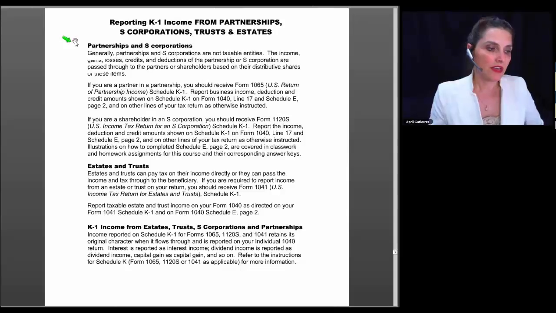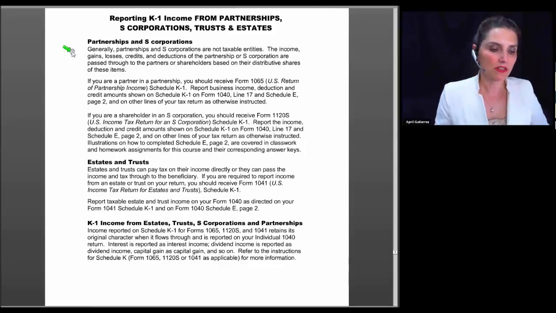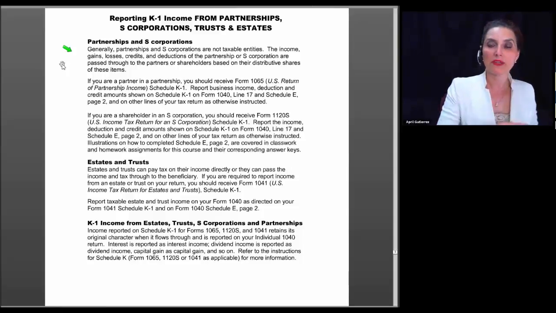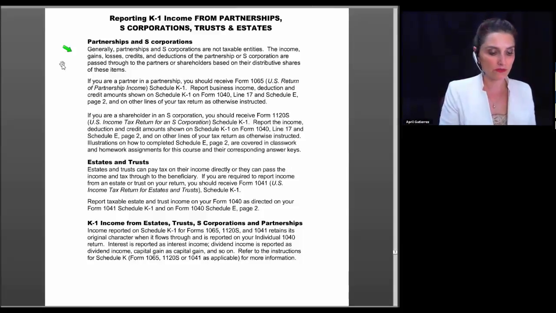All right, and we're on to the final brief topic of the day, which is to look at flow-through income that comes to you on a K-1 from a partnership, S corporation, trust, or estate. Generally, partnerships and S corporations are not taxable entities, and the income, gains, losses, and credits that come to you from these entities are going to flow onto your personal return, and they must retain their character. So interest income is treated as interest income, dividend income is treated as dividend income, rent income is treated as rent income. They aren't all lumped together and given the same type of treatment. They all retain their separate character as they flow through to you.